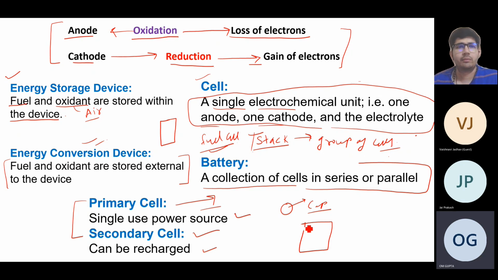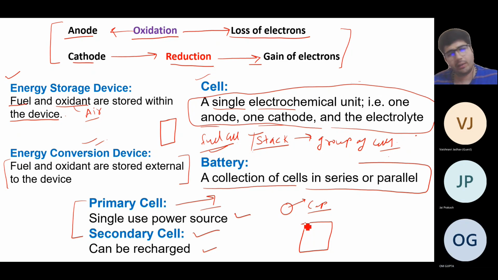But both units, the battery cell and the fuel cell, are using the same principle, electrochemical reaction. That's why a fuel cell is also an electrochemical device. A battery is also an electrochemical device. So they both are electrochemical devices, but both are different. One is an energy storage device and one is an energy conversion device.